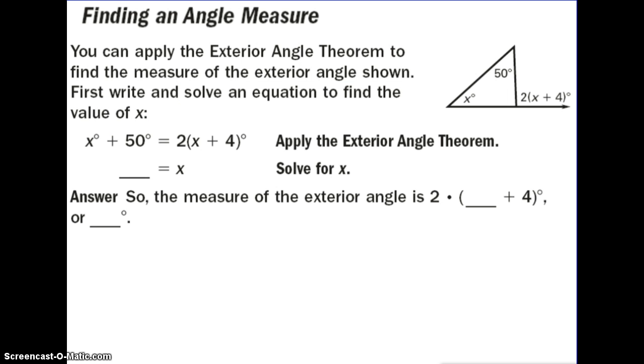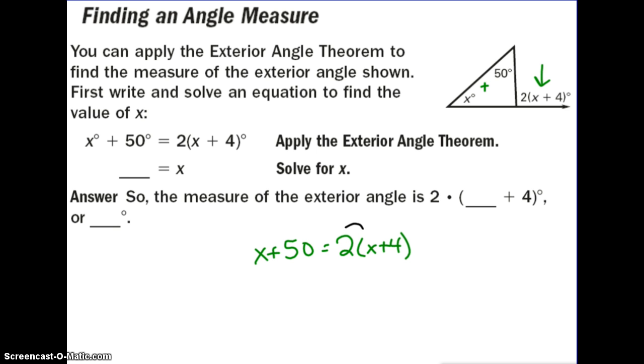Using the exterior angle theorem, let's solve. Here's my exterior angle, 2x plus 4. This needs to be equal to x plus 50. Notice they've already set that up for you. So what they do here is they need to solve for x. Now they did a lot of work in one step, so I'm going to take this down here and I am going to solve it this way.